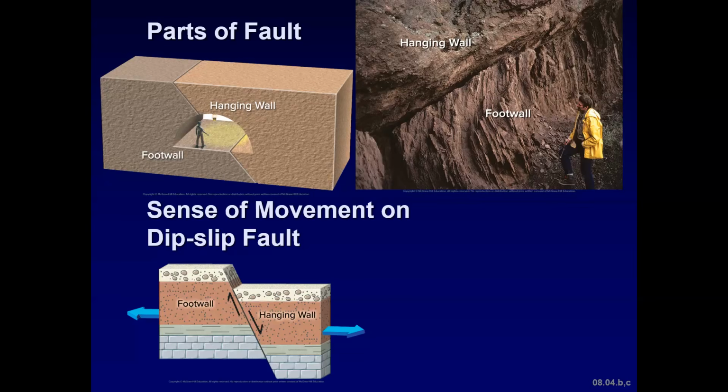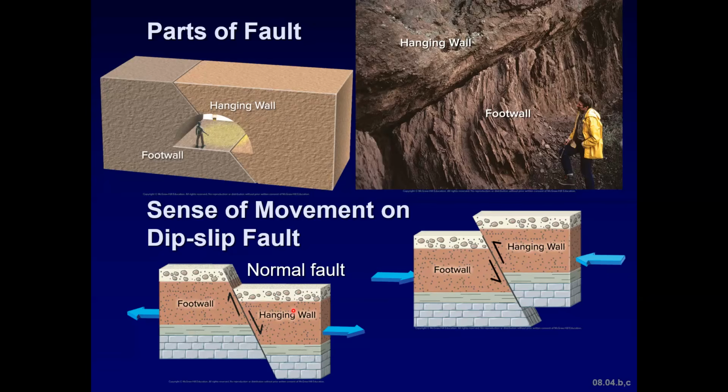There's a few different types of faults that we'll think about. The main types of faults include a normal fault, where the hanging wall moves down relative to the footwall. Normal fault. Or you could have a reverse or a thrust fault, where the hanging wall moves upward relative to the footwall.